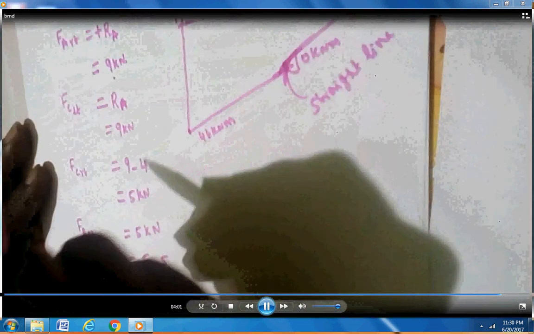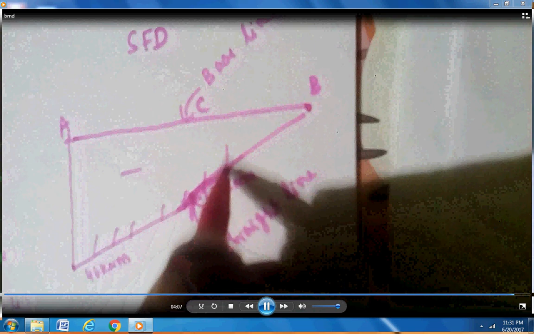Here in BMD the bending moment at free end is 0 and fixed end is maximum. So for cantilever beam the bending moment at free end is 0 and fixed end it is maximum. So we need more reinforcement at fixed end.